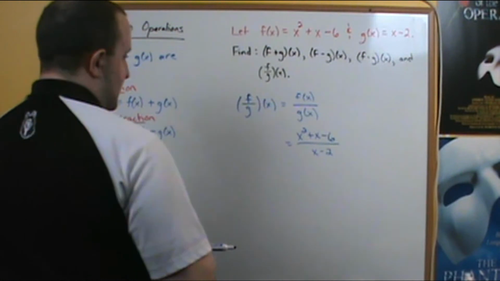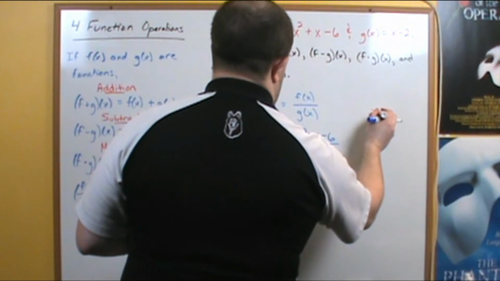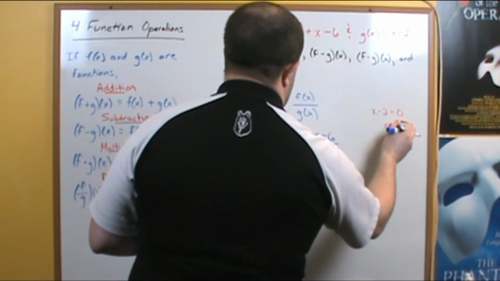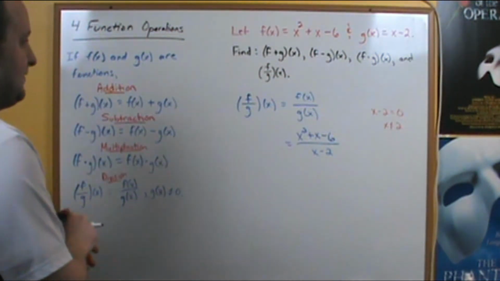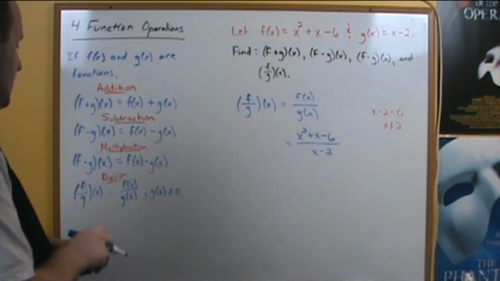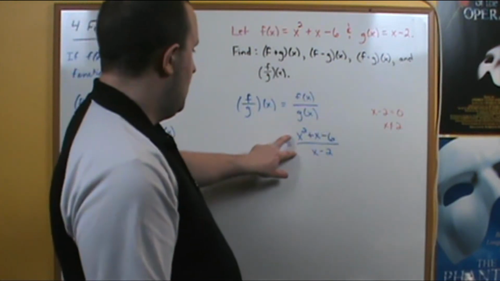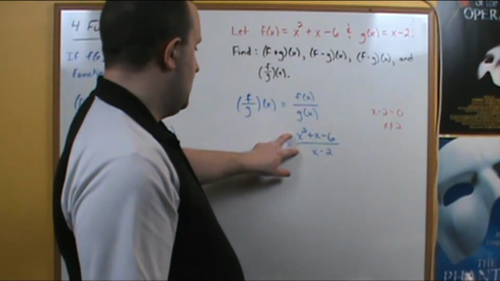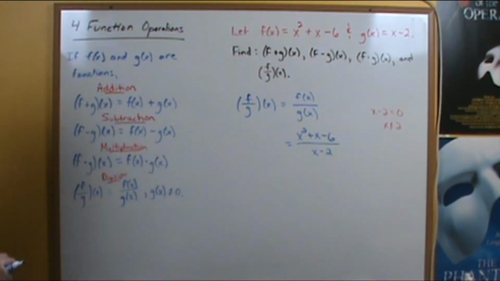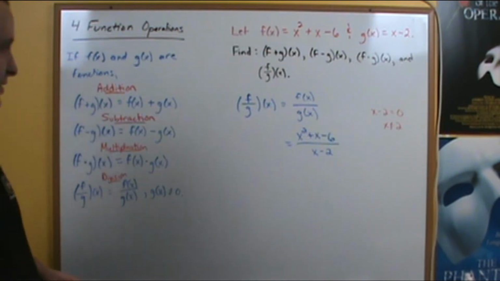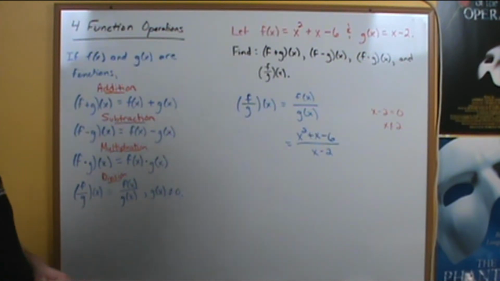Well, if we solve x minus 2 equals 0, we get x equals positive 2. That value of x is what x cannot be, or else we would have a division by 0. That's what we talk about when the denominator can't be 0. And from here, we can simplify this using either factoring or long division or synthetic division. Whichever method works is fine.